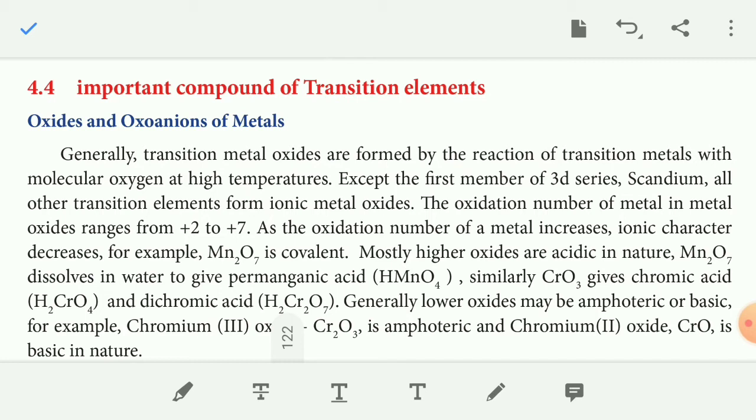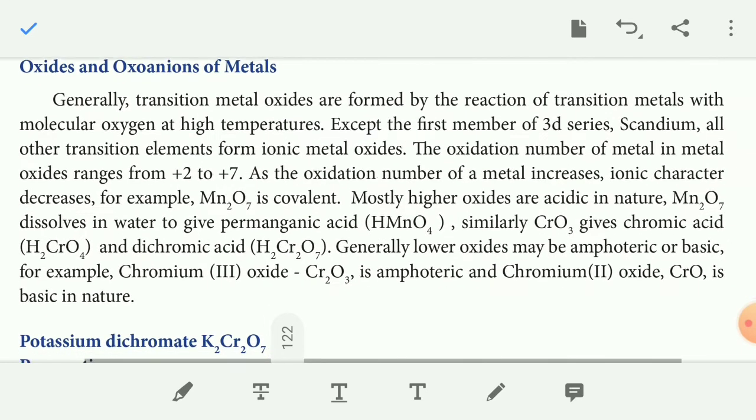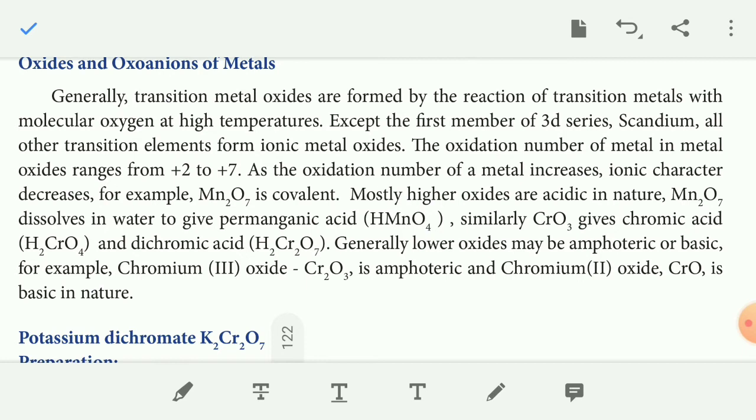The oxidation state of the metal in metal oxides ranges from +2 to +7, that is, variable oxidation states are exhibited. As the oxidation number of the metal increases, the ionic character decreases. For example, Mn2O7 is covalent. Mostly the higher oxides are acidic in nature. Mn2O7 dissolves in water to give permanganic acid, HMnO4. Similarly, CrO3 gives chromic acid H2CrO4 and dichromic acid H2Cr2O7 when dissolved in water.